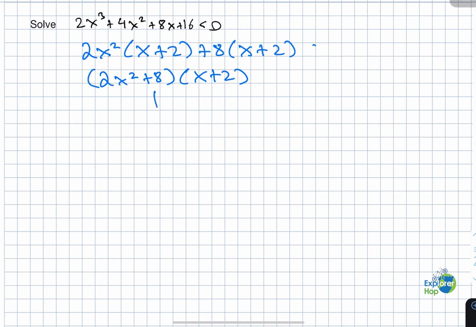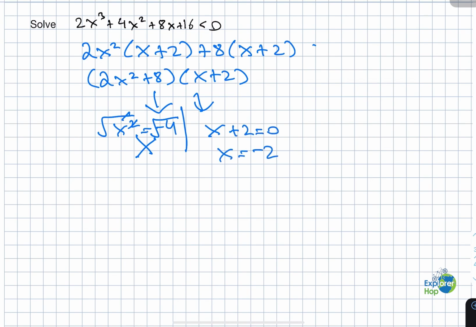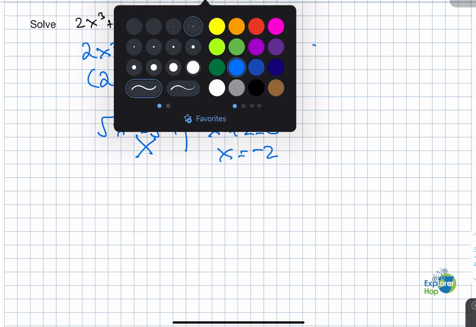Now I will solve for the roots. This would give me x^2 = -4, which is not possible since the square root of a negative number is not real. So this cannot happen. Then x + 2 = 0 gives me x = -2. So now I will make a number line.